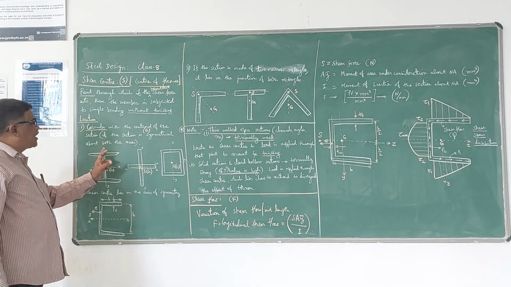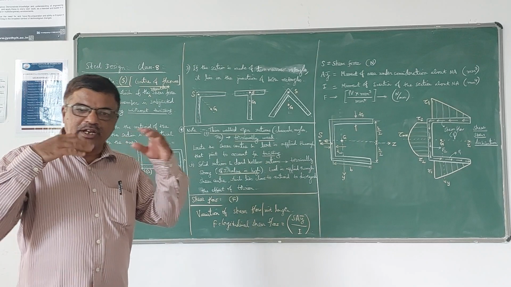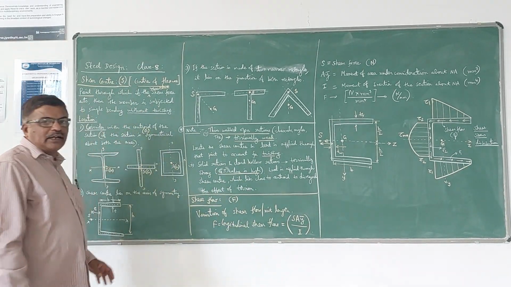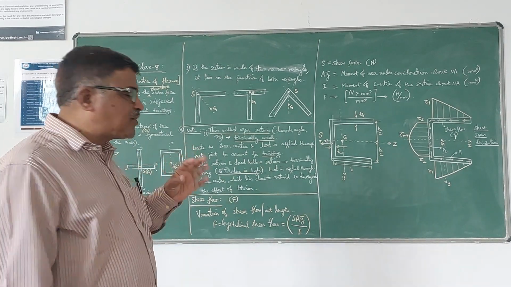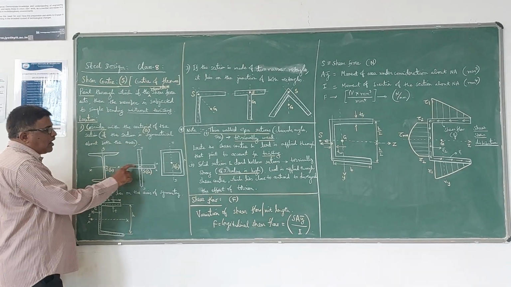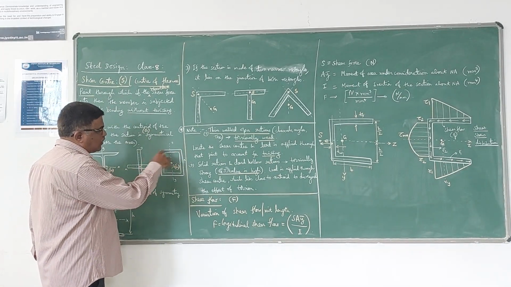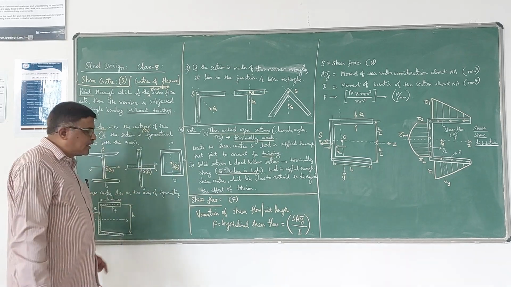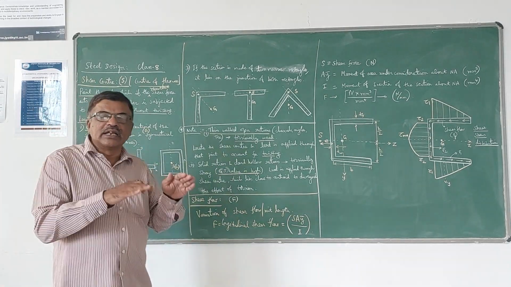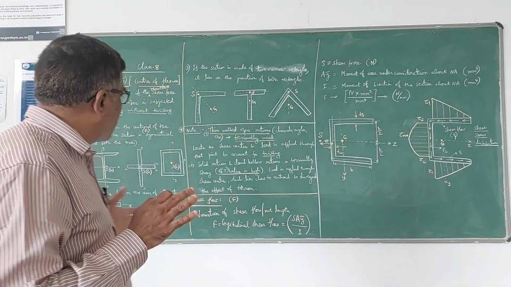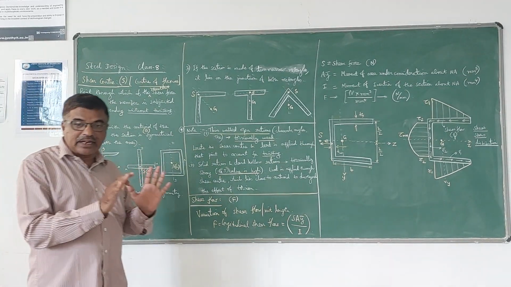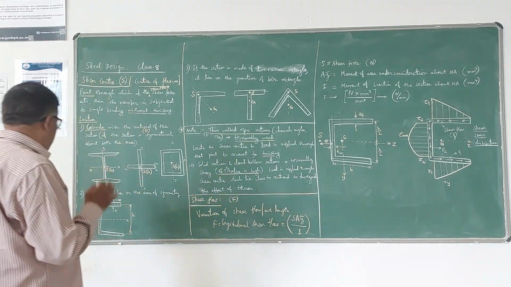if the section is symmetrical about both the axes, that is, both x and y, or you can take it as z and y. Then the centroid of the section coincides with the shear center. For example, take a symmetrical I section, or a hollow square or rectangular section. Since these sections are symmetrical about both axes, the shear center and the centroid coincide. So you need not locate the shear center separately; the centroid itself is the shear center.